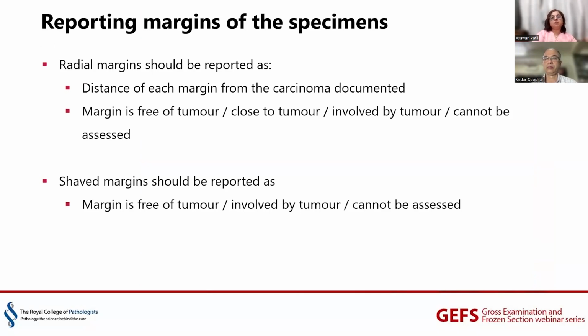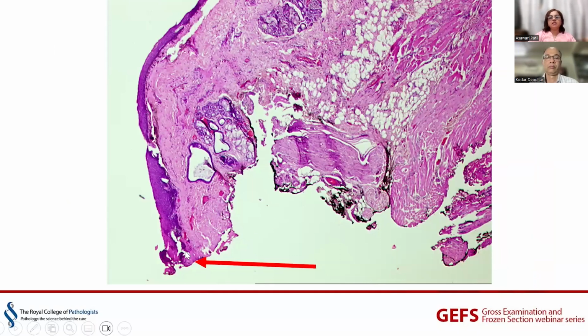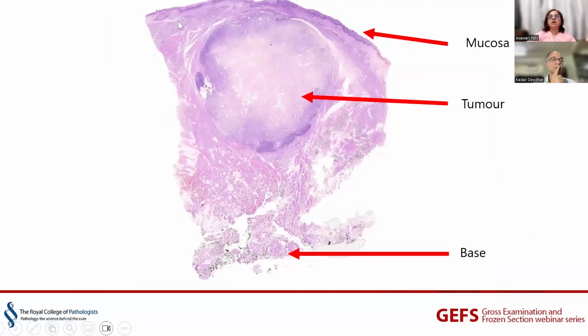Multiple fragments. So this is how it looks on microscopy. You have mucosa, overlying tissue, and there is this margin which is free of the tumor. Here again, there is ink you can identify and mucosa you can identify that is free of the tumor. Here we have a base at the bottom of the section.